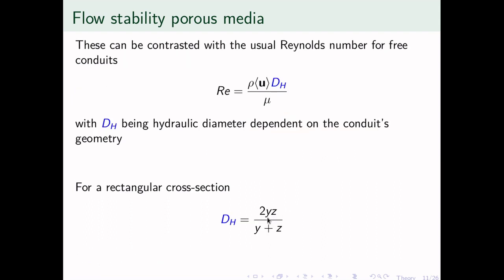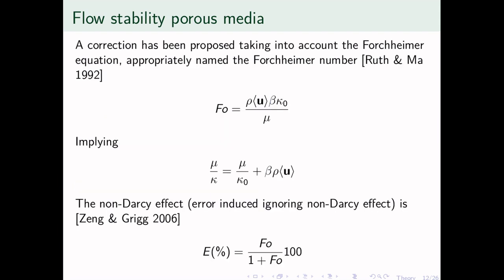This can usually be contrasted with the Reynolds number for free conduits, or for conduits without porous media, which is calculated using some form of hydraulic diameter, which depends on the conduit's geometry. So all of this can be useful to some extent to porous media, but this one for free flows usually is not very useful for porous media, but can be used as a means of comparison with the other ones.